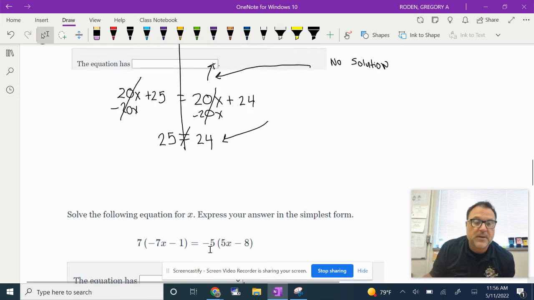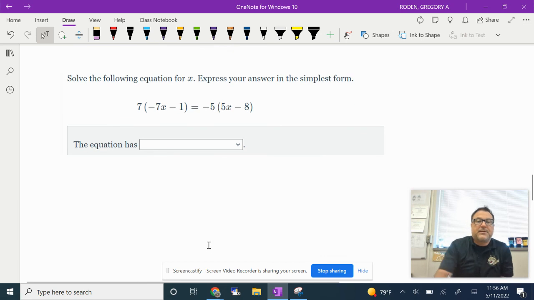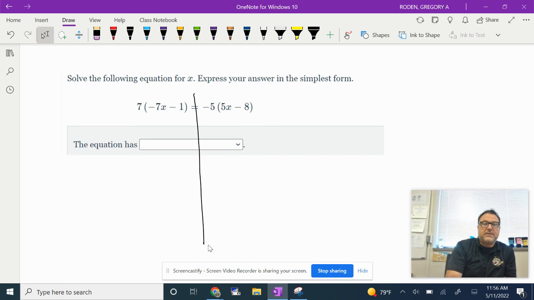Okay, let's do another one. All right, so here's the next one. Again, I'm going to do the distributive property. So negative 7 times positive 7 is negative 49. Sorry, it's negative 49x. 7 times negative 1 is negative 7 equals negative 5 times 5 is negative 25x. And then negative 5 times negative 8 is a positive 5 times 8, which is 40, I believe, right?